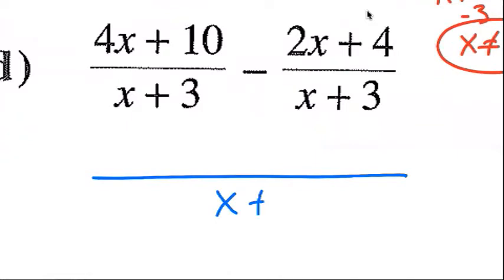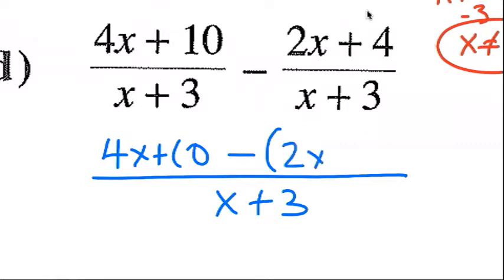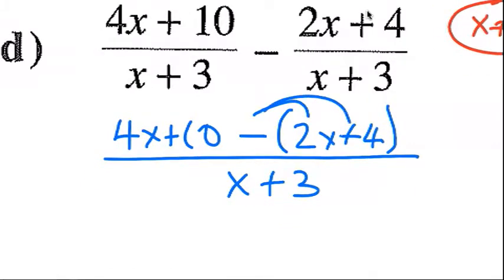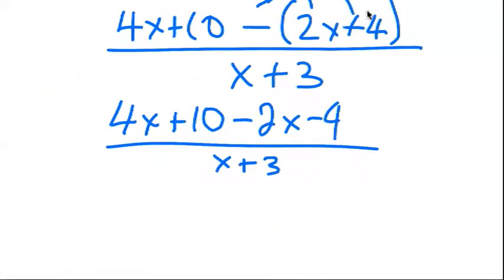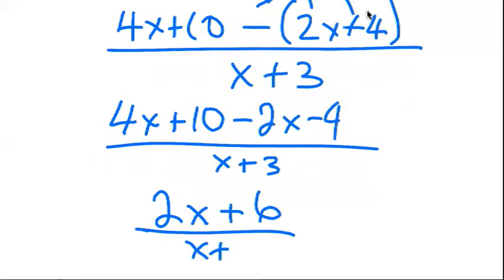X plus 3 is my common denominator. 4x plus 10 minus bracket 2x plus 4. I'm going to bring that minus 1 in. 4x plus 10 minus 2x minus 4 all over x plus 3. 4x minus 2x is 2x. 10 minus 4 is 6, plus 6 all over x plus 3.